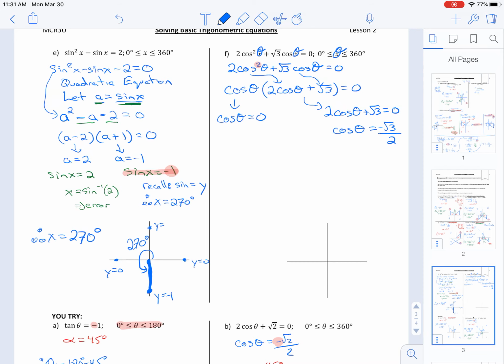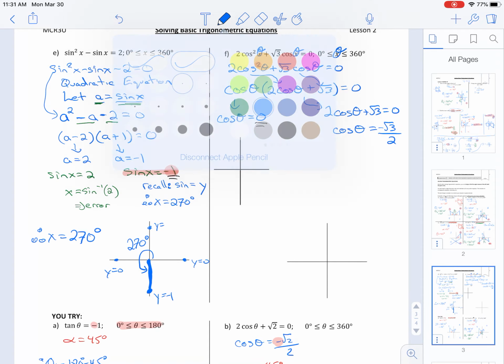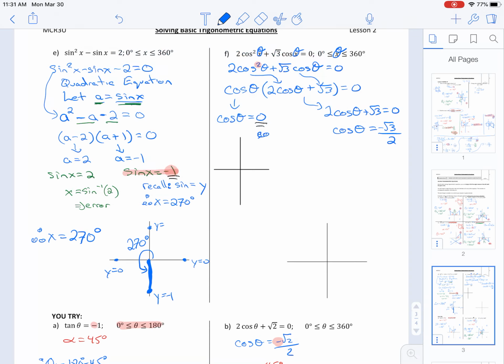Okay, so we've now got two separate situations that we need to solve. The first one here is one of those extreme cases, just like what we saw in the previous question. I've got cos theta equals 0. So I have to think about cos theta being really just x. So I say, when on the unit circle is x equal to 0?